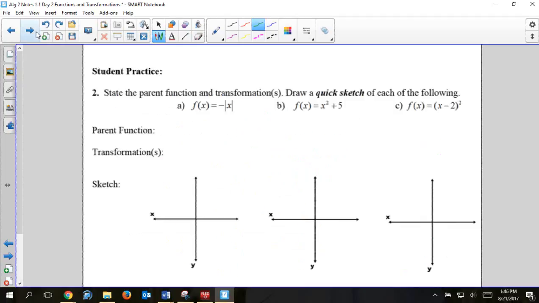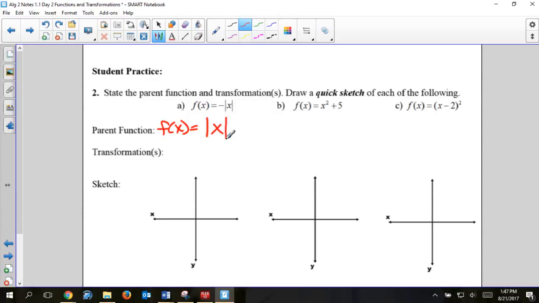Okay, the next is state the parent function and the transformations. Draw a quick sketch of each of the following. So we're going to do a quick sketch. It's not going to be super accurate. It's going to be fast. So let's start. The parent function for A. It says f of x equals negative absolute value of x. What's the parent function? What family does it belong to? Absolute value. So we write down the parent function for absolute value, which is on the first page, f of x equals absolute value of x. That's the parent function.